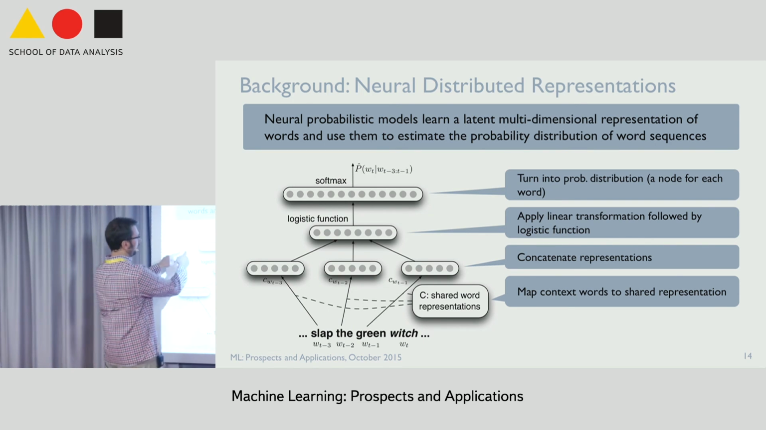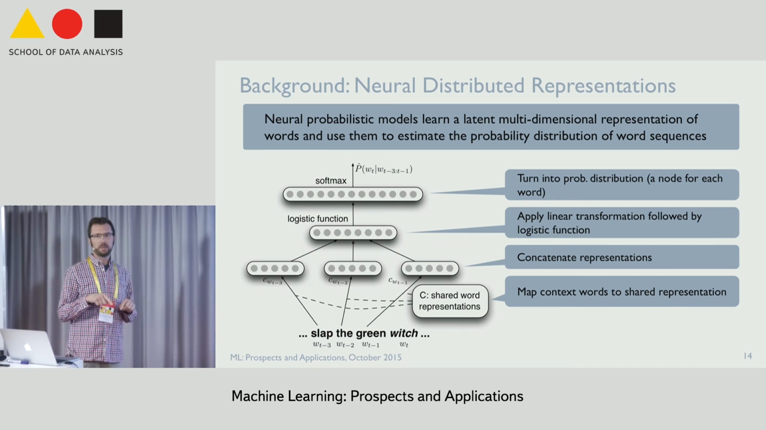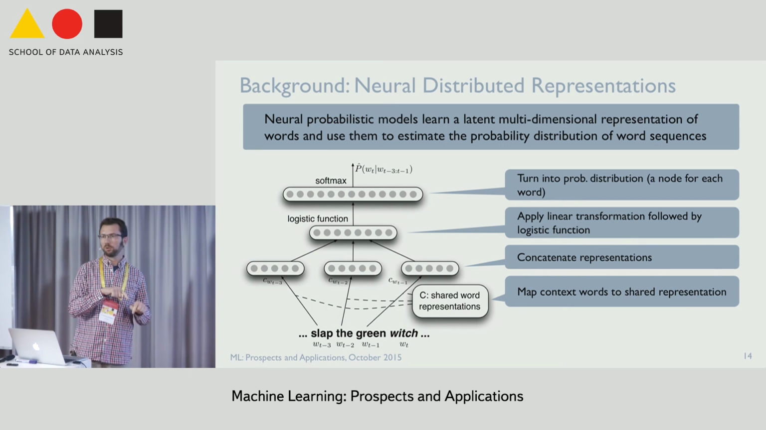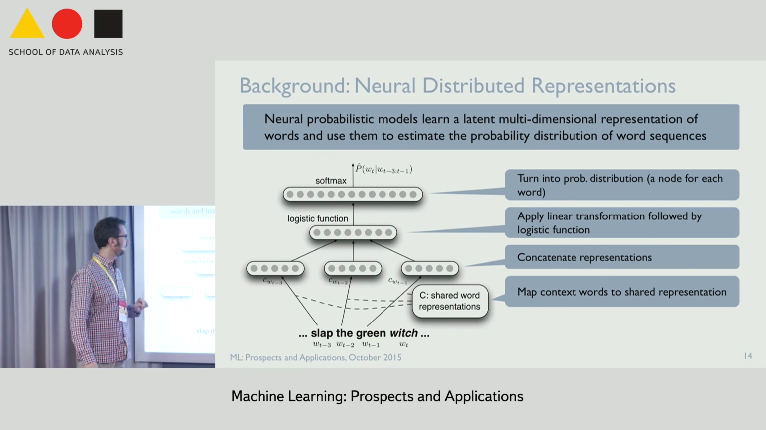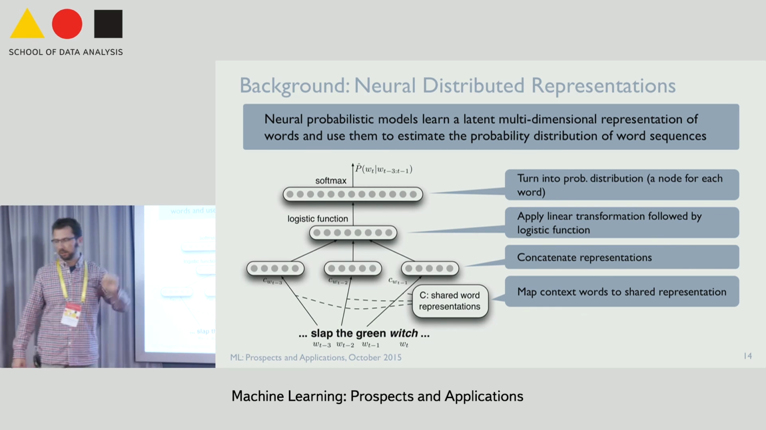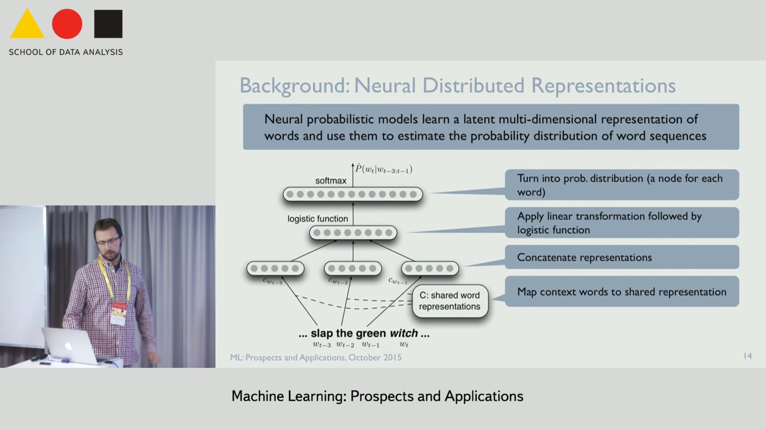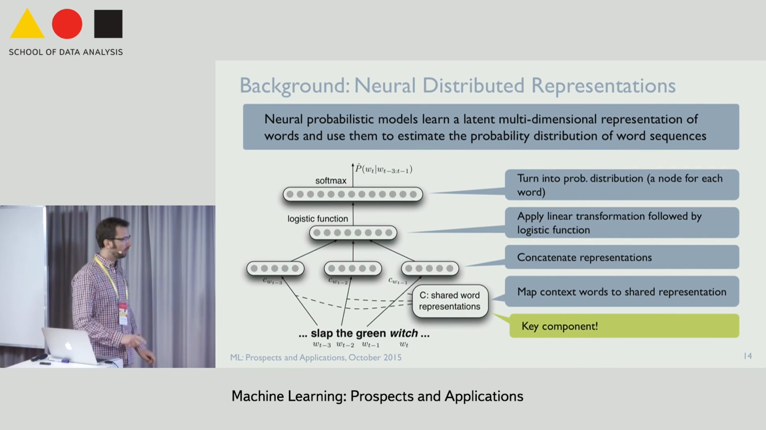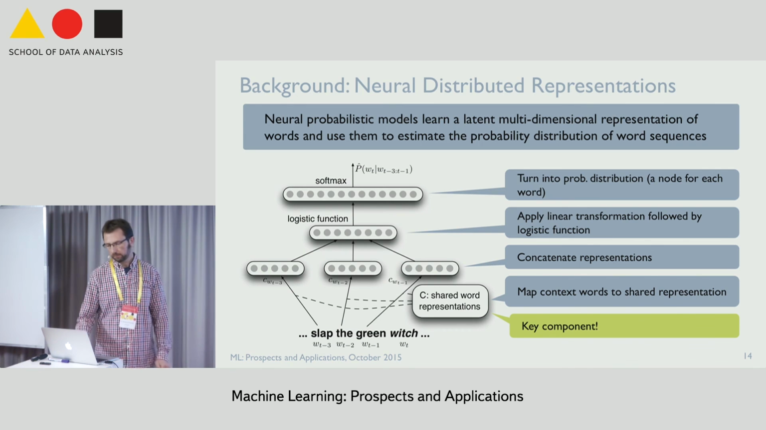So your output layer is as large as your vocabulary, and the idea is that it estimates the probability distribution of the word coming next in the sequence. So presumably, the element corresponding to the correct word is going to be high here, if I learned it correctly. So the key component here is that shared representation C for us.